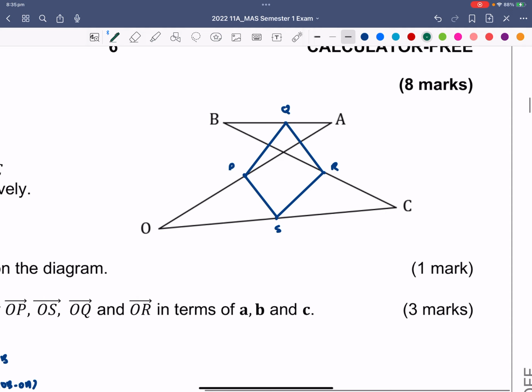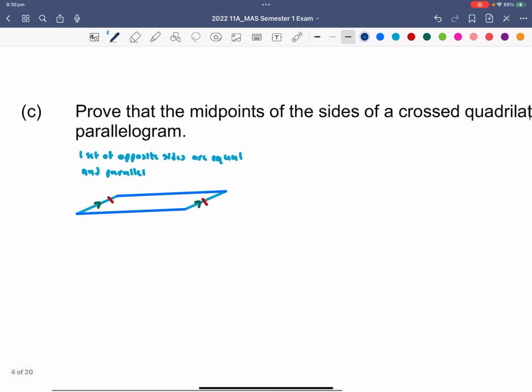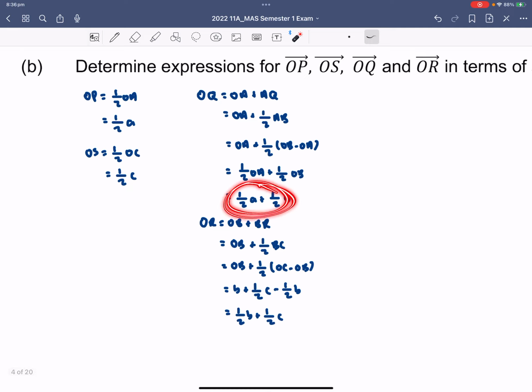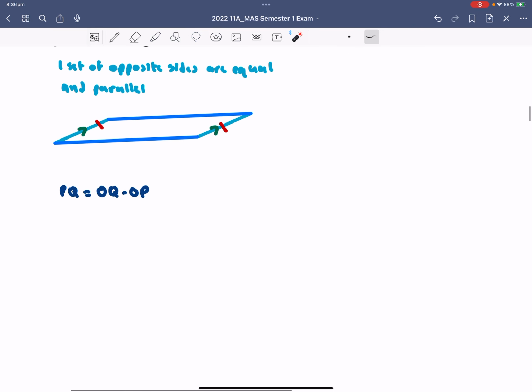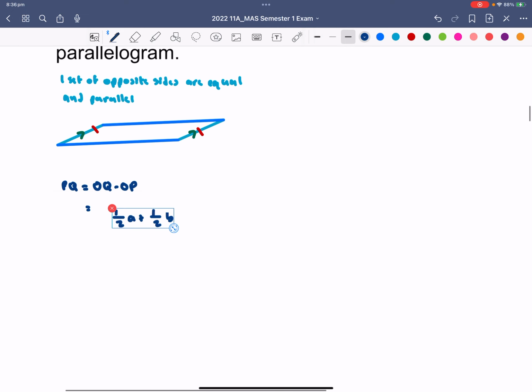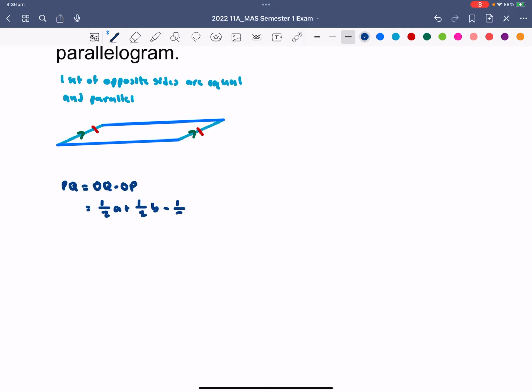So I just have to pick one set of opposite sides. I'll go with PQ and SR. What's so good is I can use the information from the previous question. Isn't PQ just OQ take OP? And I have expressions for OQ and OP. My expression for OP is just half A. So OQ minus OP, and the A just crosses out, so PQ is just half B. That is the vector PQ.